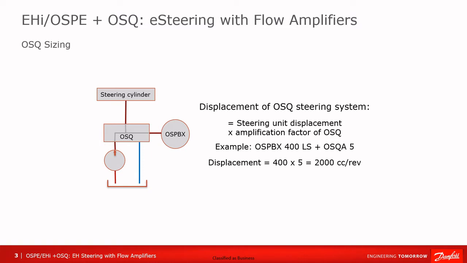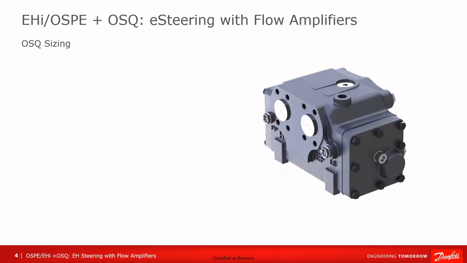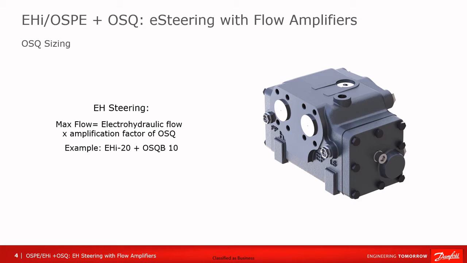When possible, it is preferred to use a smaller steering unit and an OSQ with a larger amplification factor to help reduce cab noise and save cost by using smaller pilot steering units. If we are using an EHI with a 20 liter per minute EH spool and have an OSQ with an amplification factor of 10, then the max flow of the system will be 200 liters per minute. The max flow of the OSQ is 400 liters per minute.